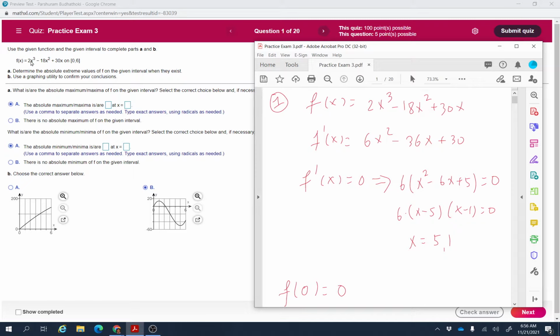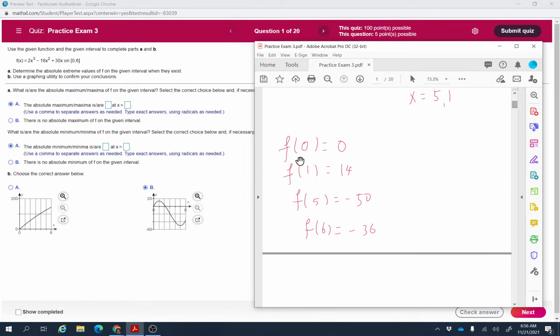If this function has absolute extreme values, then they must be there, because it's a continuous function on a closed interval. They should be either at critical points or at boundary points 0 and 6. So we find the value of the function at boundary points and critical points. When I plug x equal to 0 in the given function, it gives me 0. X equal to 1 gives me 14, x equal to 5 gives me negative 50, and x equal to 6 gives me negative 36. So these are the values of the function at critical points and at boundary points.